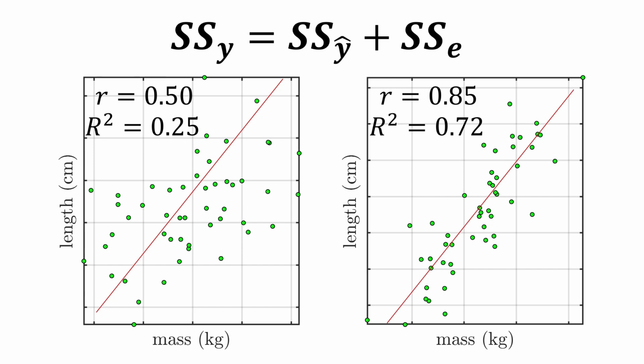And that all comes down to the fact that the total variation in that data cloud is split between a systematic component, that's your sum of squares of y hat, and a random component, that's your sum of squares of errors.